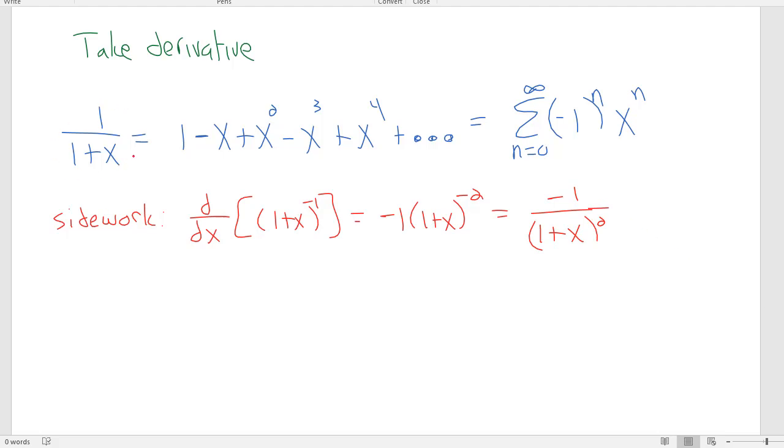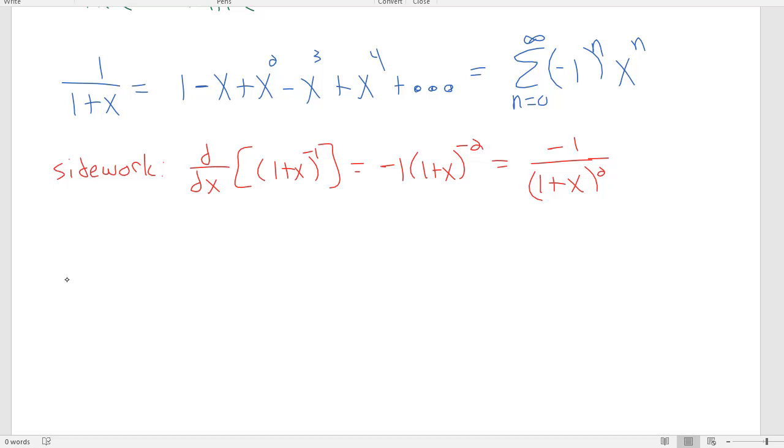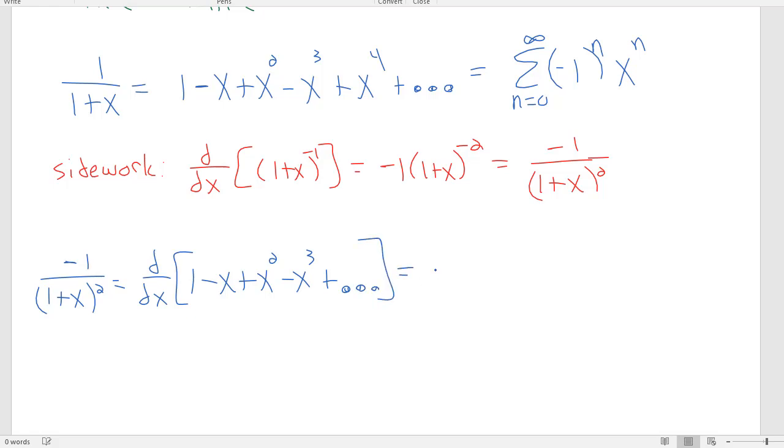So when I differentiate 1 over 1 plus x, I'm going to then differentiate its power series. So I'm going to scroll down here just a little bit. So I have negative 1 over 1 plus x quantity squared is going to be, so I'm going to take the derivative of the expanded term. So I'm going to go ahead and write that out. I'm taking the derivative of 1 minus x plus x squared minus x cubed plus so on and so forth. So I'm going to be taking the derivative of, in sigma notation, negative 1 to the n, x to the n as n goes from 0 to infinity.